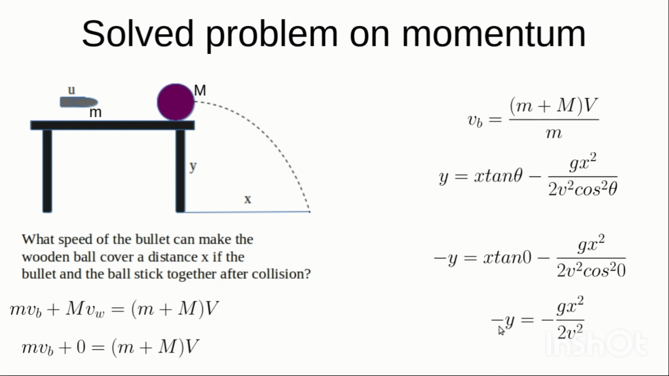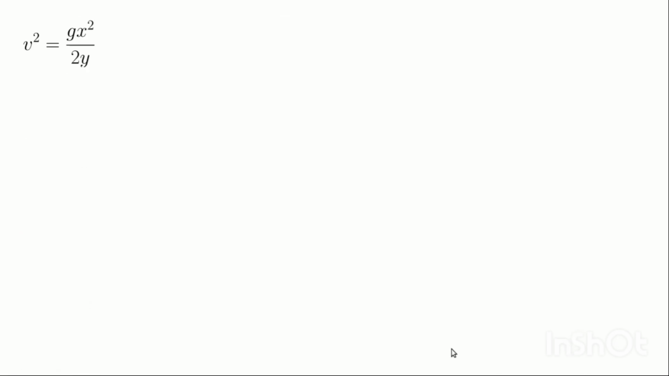So our minus can take care of this minus, and at the end of the day, we can make v the subject of the formula, and we have v squared equal to g x squared all over 2y. And v becomes the square root of g x squared all over 2y. Now, from this point, we notice that this v tallies with the velocity of the combined bodies after collision, which is capital V. So our v here is equal to capital V, which is the square root of g x squared all over 2y.